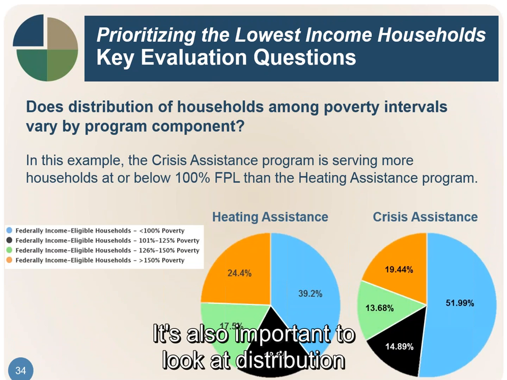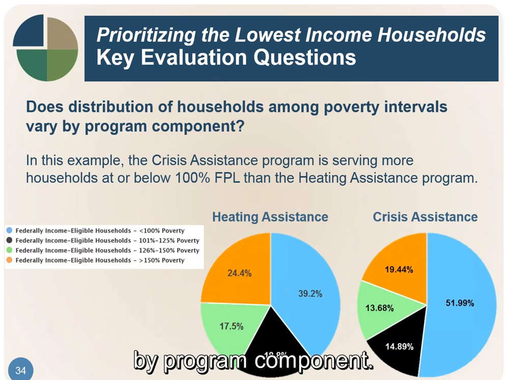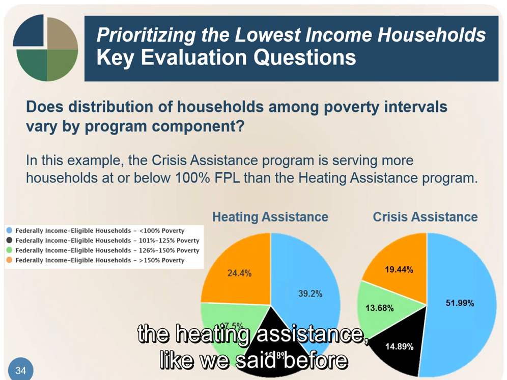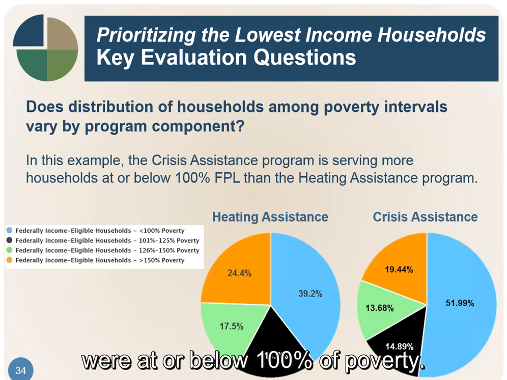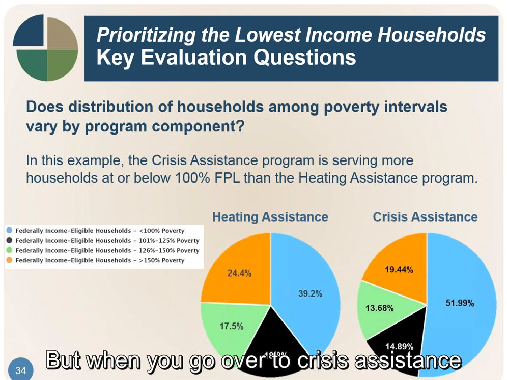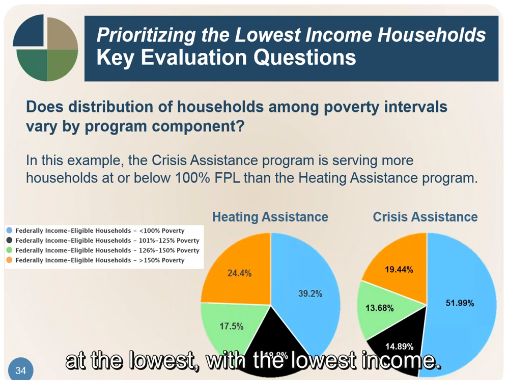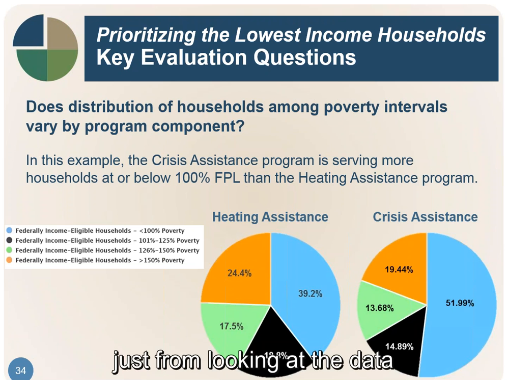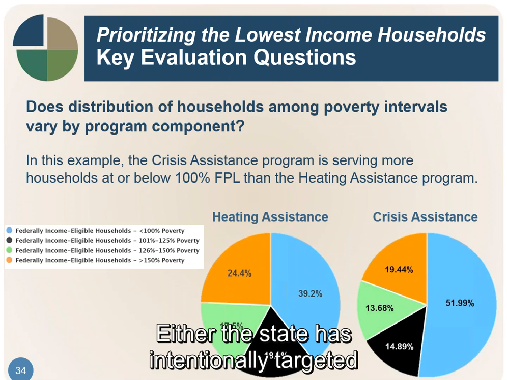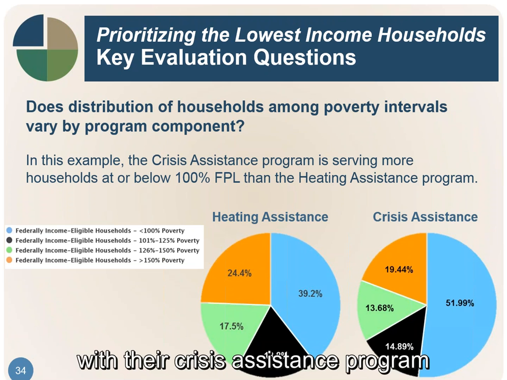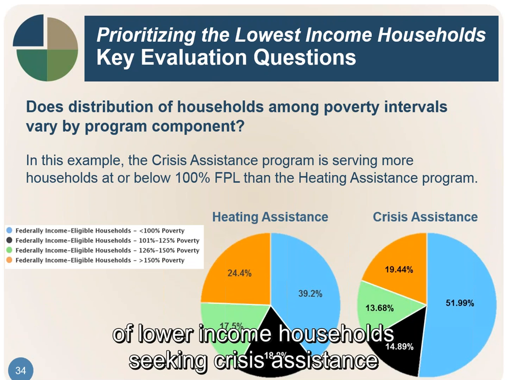It's also important to look at the distribution of households among poverty intervals by program component. So in this example, you'll see that with heating assistance, like we said before, 40% of the people receiving heating assistance were at or below 100% of poverty. But when you go over to crisis assistance, it's a much bigger proportion of people with the lowest income. And what this suggests, just from looking at the data without even looking at the state plan, is one of two things: either the state has intentionally targeted the lowest income households with their crisis assistance program, or you have a higher percentage of lower income households seeking crisis assistance.